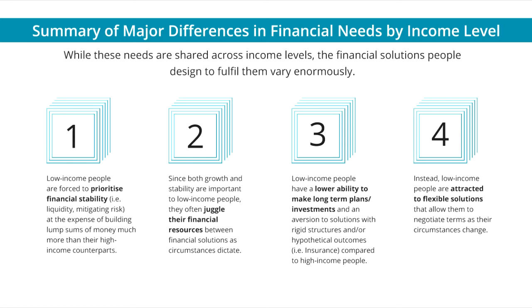Low-income people are forced to prioritize financial stability by building liquidity and mitigating risk, often at the expense of building lump sums of money. As a result, they often have to juggle between financial solutions. Low-income people have a reduced ability to make long-term plans and investments and tend to avoid solutions with rigid structures or hypothetical outcomes, such as insurance. Instead, they prefer flexible solutions that let them negotiate terms based on their circumstances.